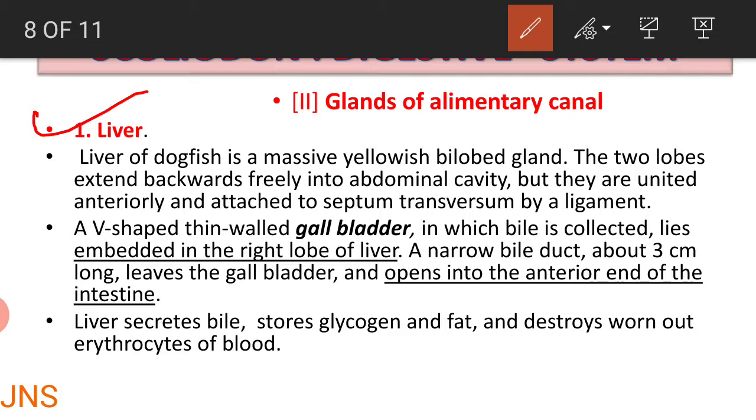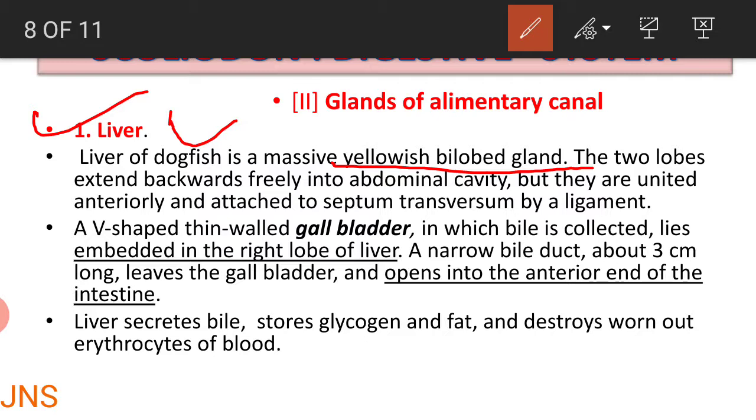Liver of dogfish. This is the common name of Scoliodon. Liver of dogfish is a yellowish bilobed gland. The two lobes extend backwards freely into the abdominal cavity, but they are united anteriorly and attached to the septum transversum by a ligament. These two lobes are then connected with each other by a septum called a ligament.